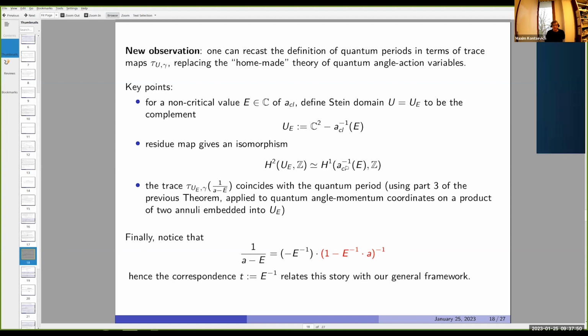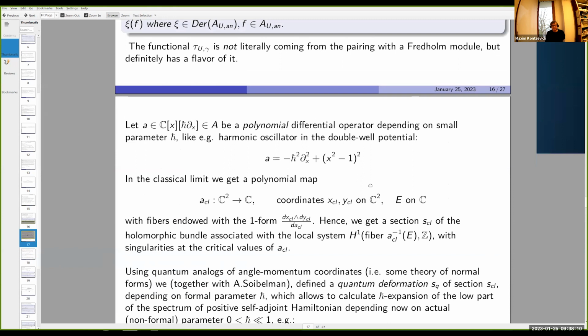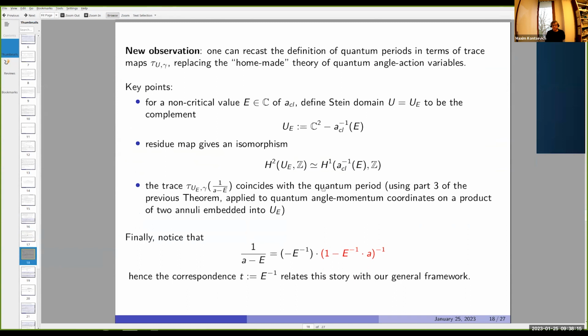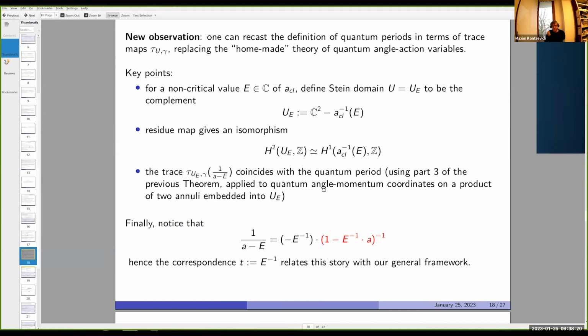And then we have a trace, which I described before, applied to this 1 over A minus E. It will definitely be an invertible element on this complement. It coincides with the quantum period. And how do you prove it? You use part three of this theorem, a little bit more delicate part about derivations, not inner derivations, because we change coordinates to apply these normal forms. So we apply it to angle momentum coordinates on some tricky domains, the product of two annuli embedded into this complement. There's some interesting geometry going on here, but then we can identify these quantum periods from normal forms with quantum periods coming from the traces.